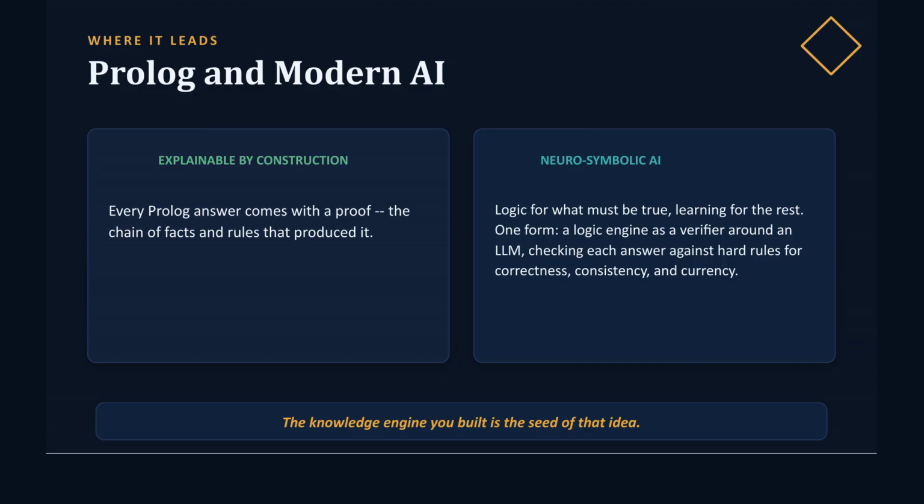Modern neurosymbolic AI aims to marry that with the learning power of deep networks: logic for what must be true, learning for everything else. One concrete form of it puts a logic engine as a verifier around a large language model, checking each answer against hard rules, so the system is not only fluent but correct, consistent, and current. The knowledge engine you built today is the seed of that idea. That pairing, explainable logic with learned perception, is widely seen as a path to the next generation of AI.